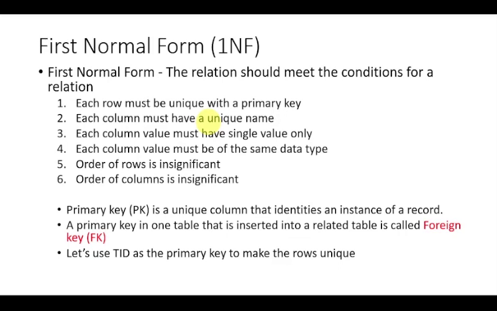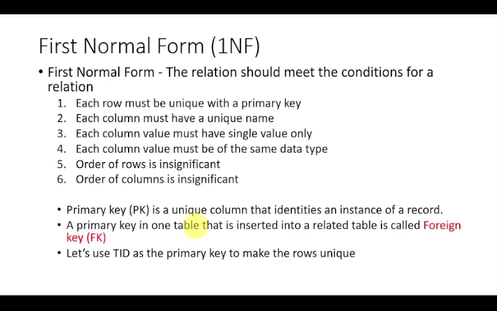So noted here is that the primary key is a unique column that identifies an instance of a record. The primary key in one table can be inserted into a related table, and we call it a foreign key. So usually if a table is so big and you need to break it down, you can pull out the primary key from one table, put it into another table, and you have it there as a foreign key, and automatically it gives you a relationship between the 2 tables.